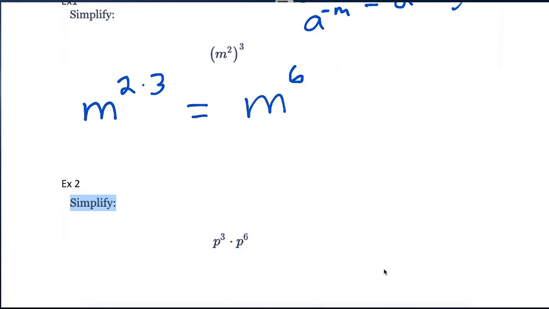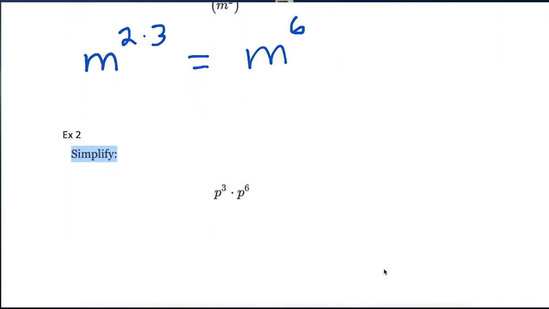Now if I have something like this, find the rule. You got these two bases. Bases are the same. They're multiplied together. So what we do with those exponents is we add those exponents. With that multiplication, we add it, which in this case would be p to the 9th power.